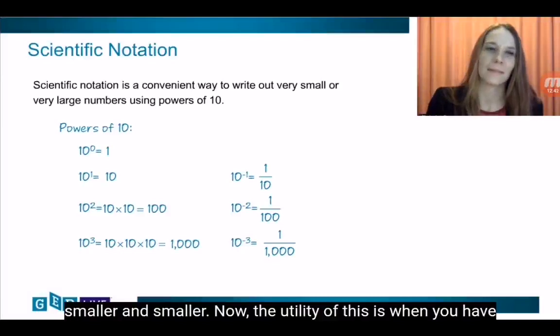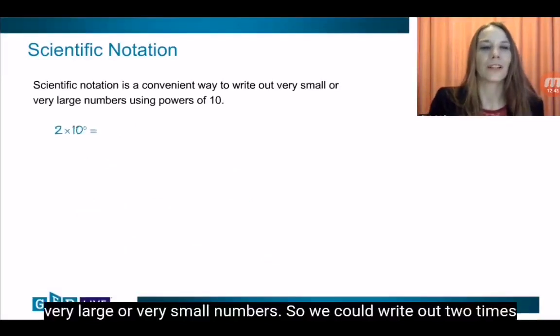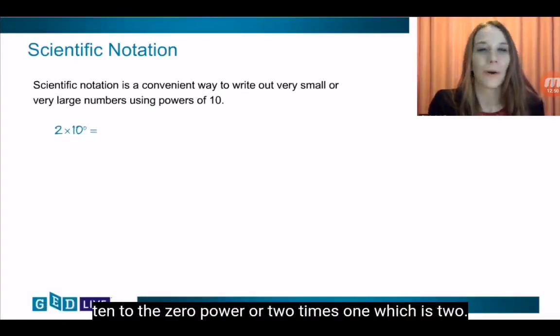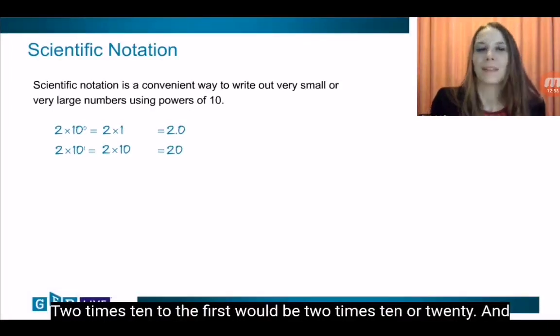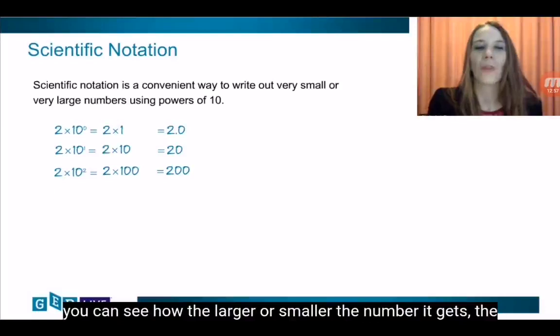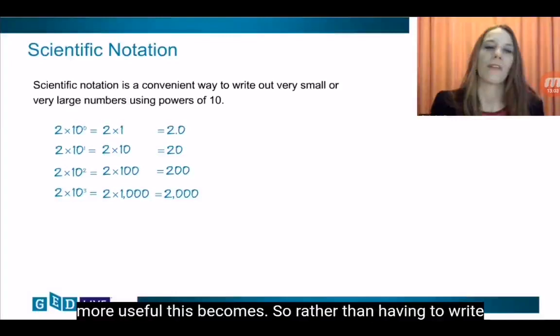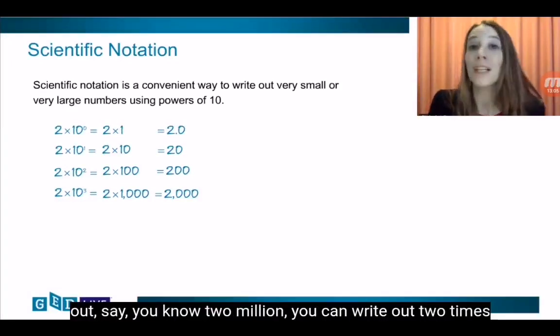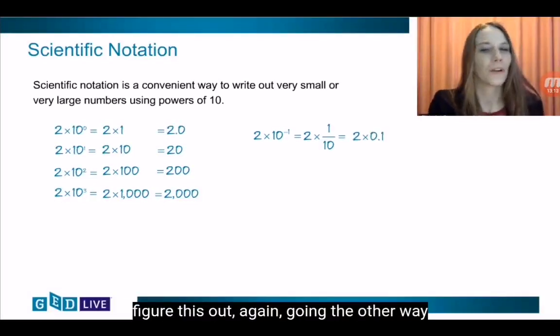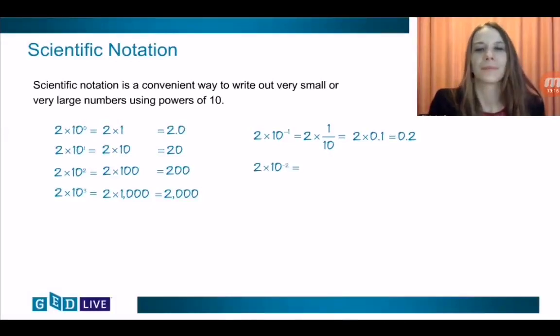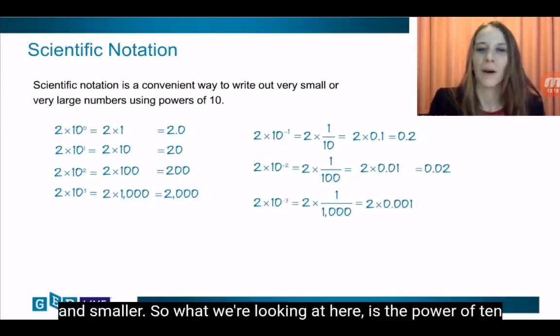Now, the utility of this is when you have very large or very small numbers. So we could write out 2 times 10 to the 0th power, or 2 times 1, which is 2. 2 times 10 to the 1st would be 2 times 10, or 20. And you can see how the larger or smaller the number gets, the more useful this becomes. So rather than having to write out, say, 2 million, you can write out 2 times 10 to the appropriate number of exponents. And how you figure this out, again, going the other way, we get smaller and smaller.